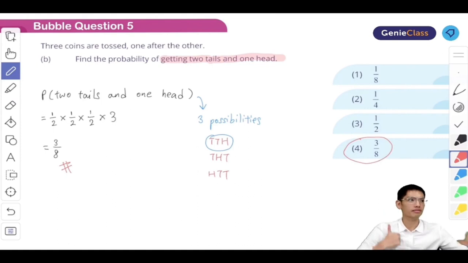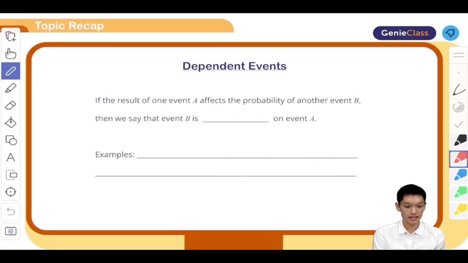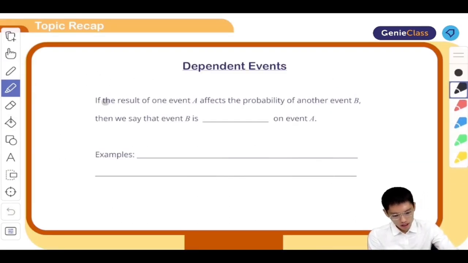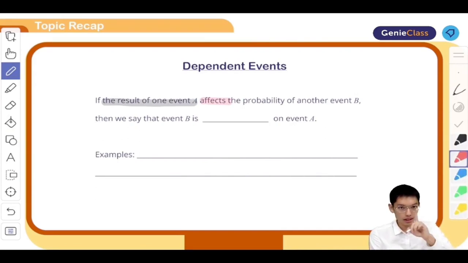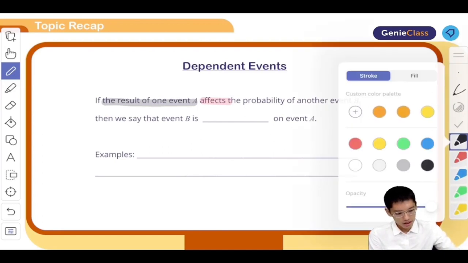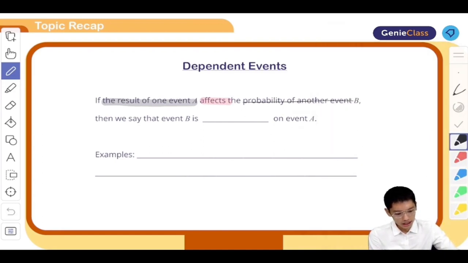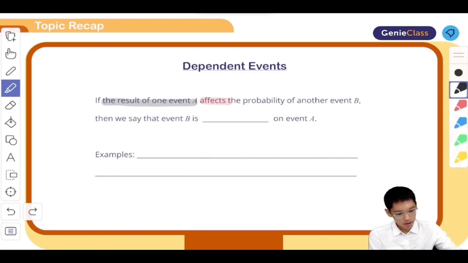All right, all good? I hope you guys are doing good over here, because with independent events, it's quite straightforward. But for the final revision for today's lesson, when we talk about dependent events, it's not so straightforward. If the result of one event affects the probability of the other event, we say in this case that they are dependent on each other.